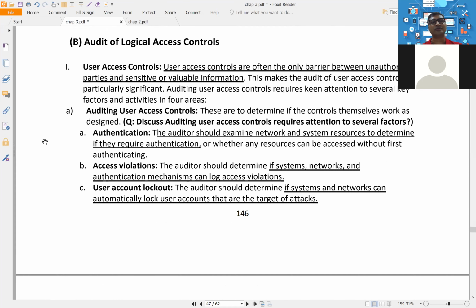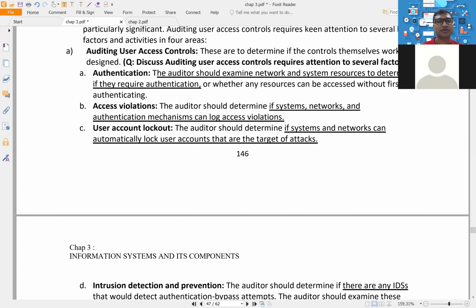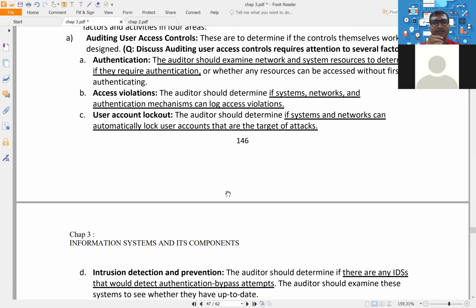Now you can see the first is user access control. I told you that whenever we talk about security, always the users, our own employees, are Vibhishan. They are Vibhishan, they know everything about us. So we need to always implement controls for them first, and we also need to audit those controls first when we start auditing of controls. Now here you can see authentication, access violations. What is authentication? We need to check whether there is any area where anyone can go without authentication. Access violation: if someone is doing something wrong, whether it is getting recorded or not.